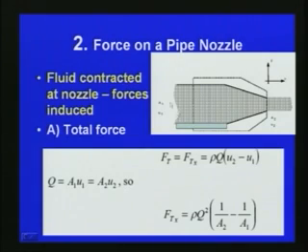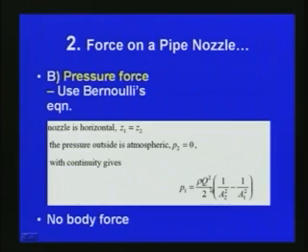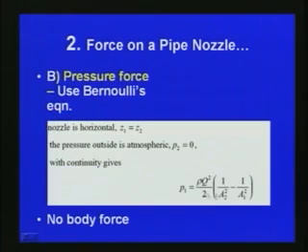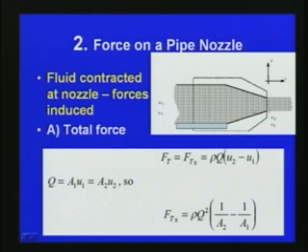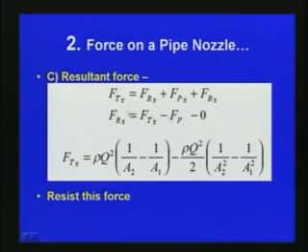So at this section, we get P 1 is equal to rho Q square by 2 into 1 by A 2 square minus 1 by A 1 square. This gives the pressure force. Now, as far as this particular case is concerned, there is no body force, since we neglect the body force here. So finally, the total resultant force we can write as F r x plus F p x plus F b x.